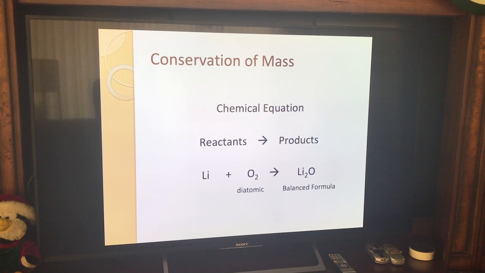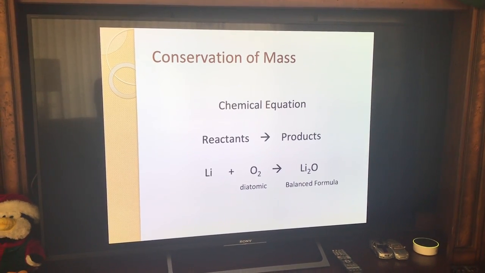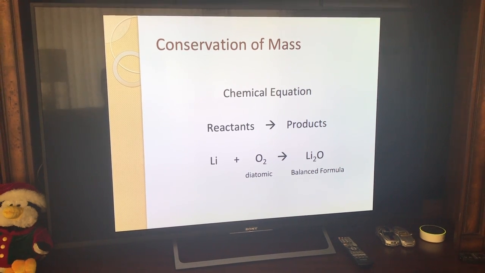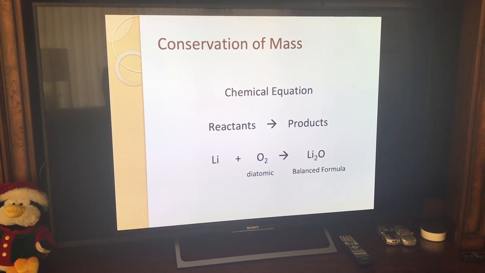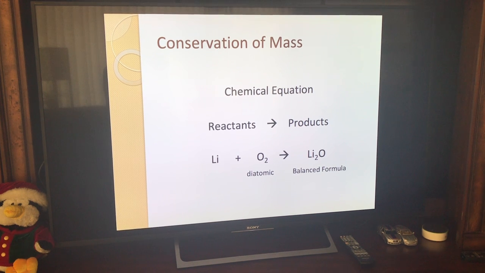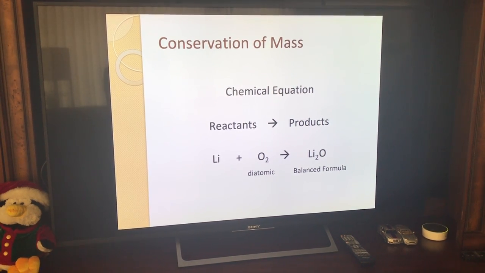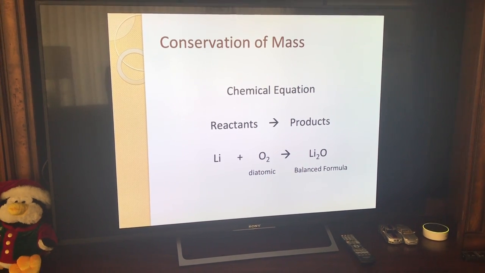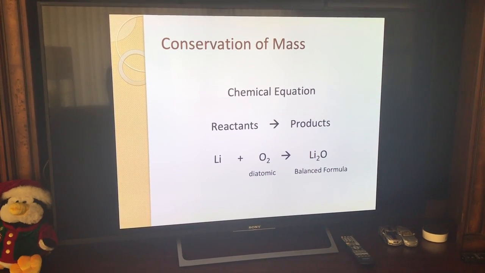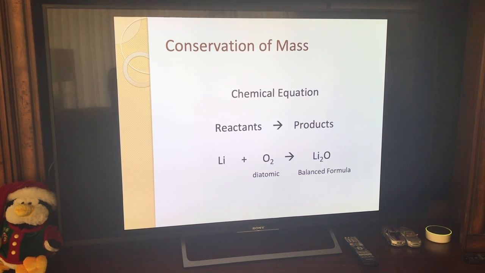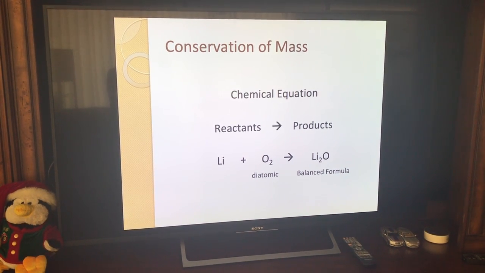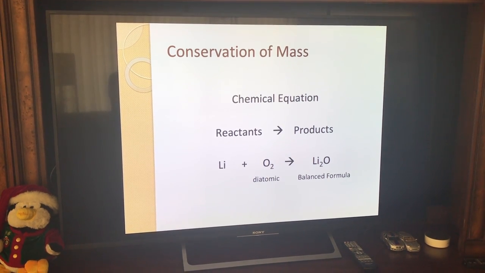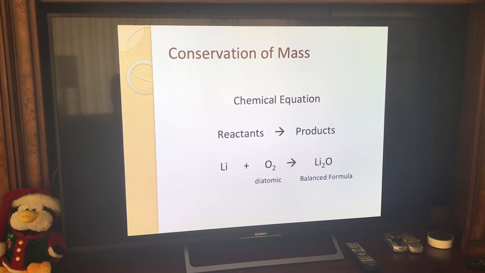So in this case, we're starting with an equation. We always have reactants on the left and products on the right. So in this case, lithium plus oxygen. Remember, oxygen is diatomic, so you see it there where oxygen is not with a friend, it's by itself. We have to put the little 2 behind it. The arrow means yields or produces, and it produces a molecule called Li2O, or lithium oxide.